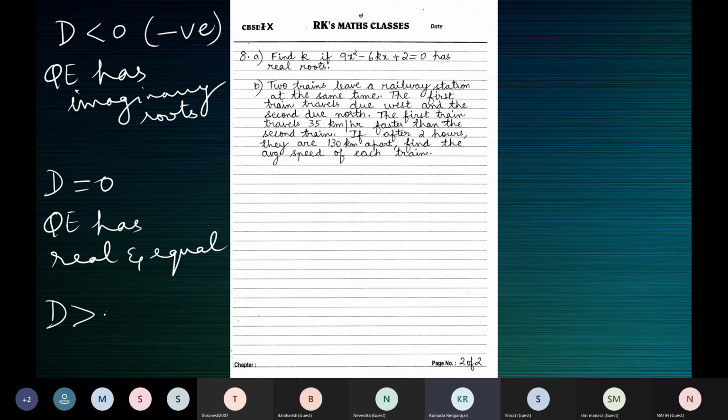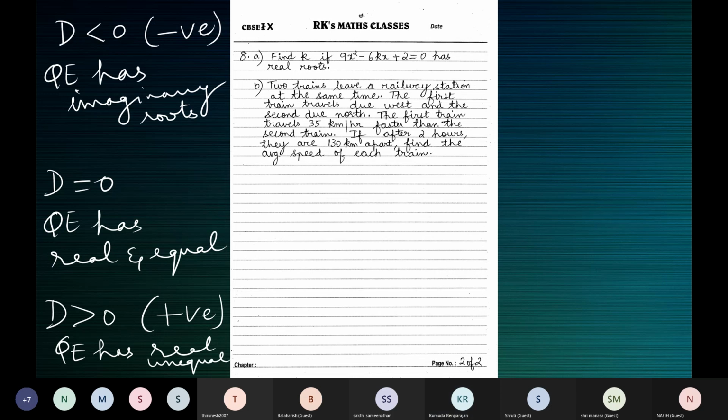Then when D is greater than 0, that means real and unequal roots. D greater than 0 means D is positive. When D is positive, the quadratic equation has real and unequal roots.